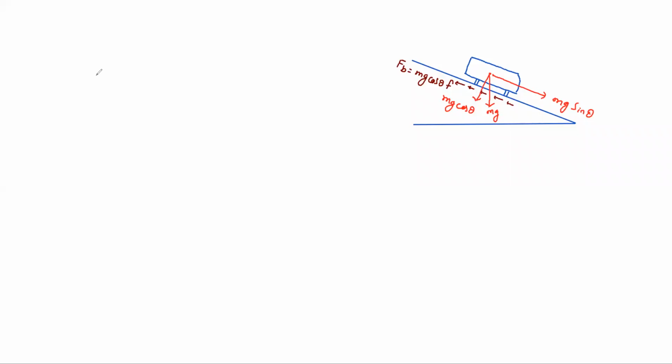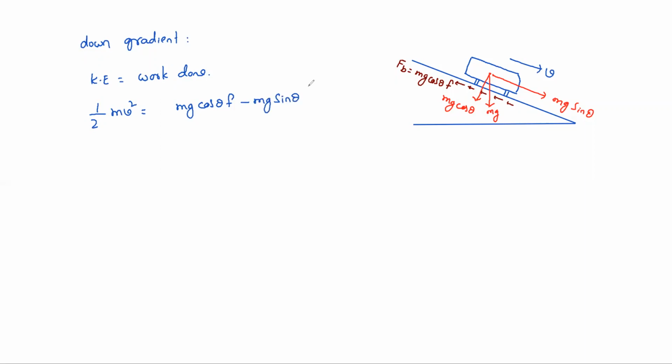Now we can apply the same here for down gradient. In down gradient, here also we need to apply the same formula: kinetic energy equals work done. Kinetic energy is half mv square. Work done is the opposing force, as the vehicle is moving in the forward direction. Opposing force is mg cos theta into f minus mg sin theta, because it is opposite to the direction of the frictional force. That is the opposing force multiplied by braking distance.